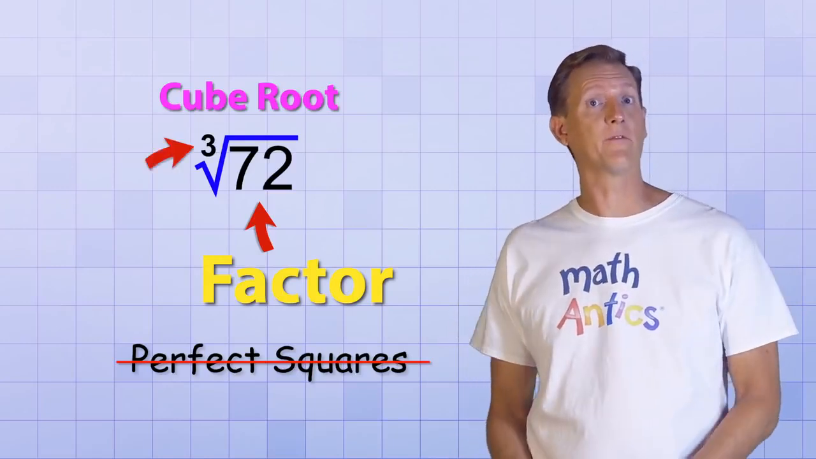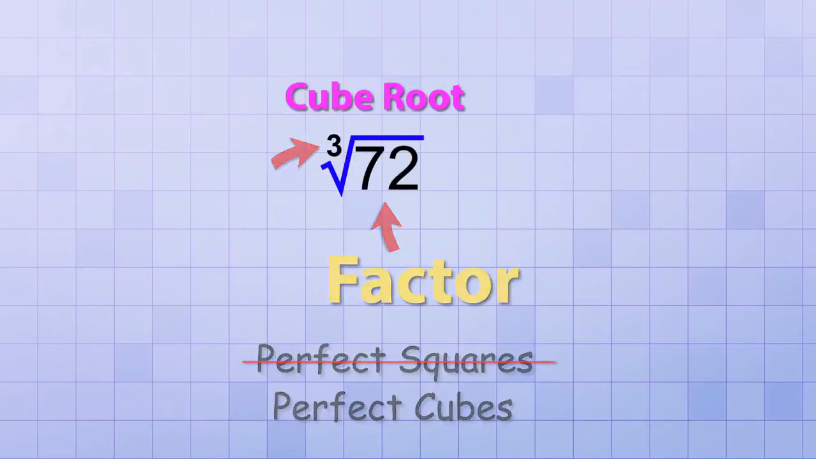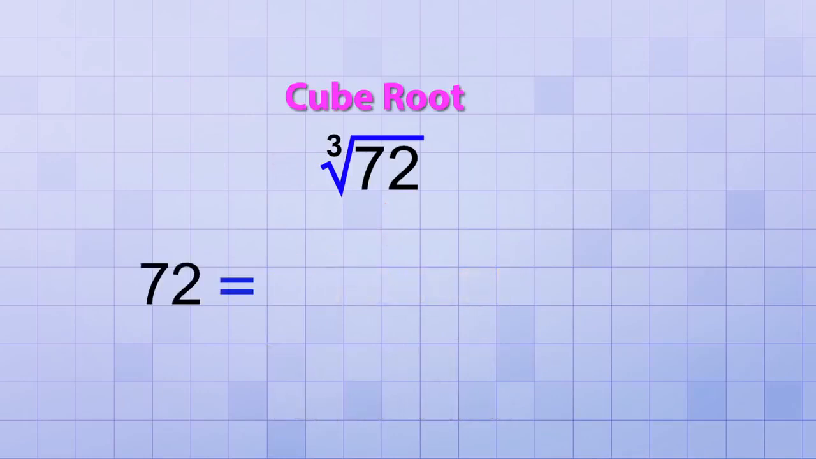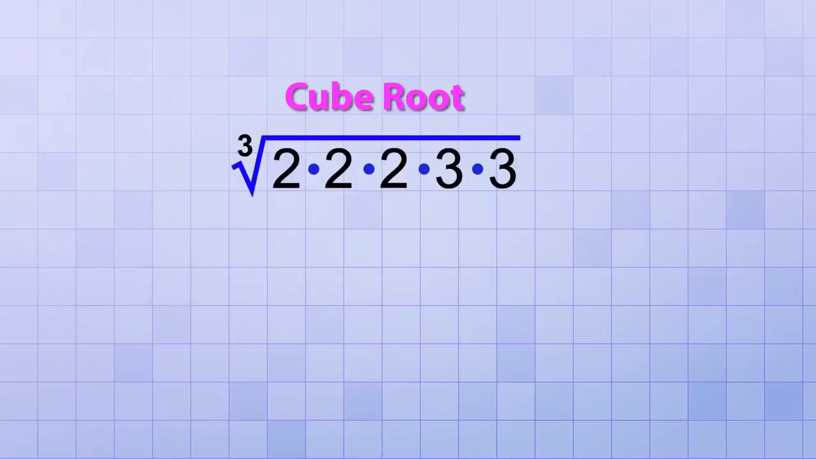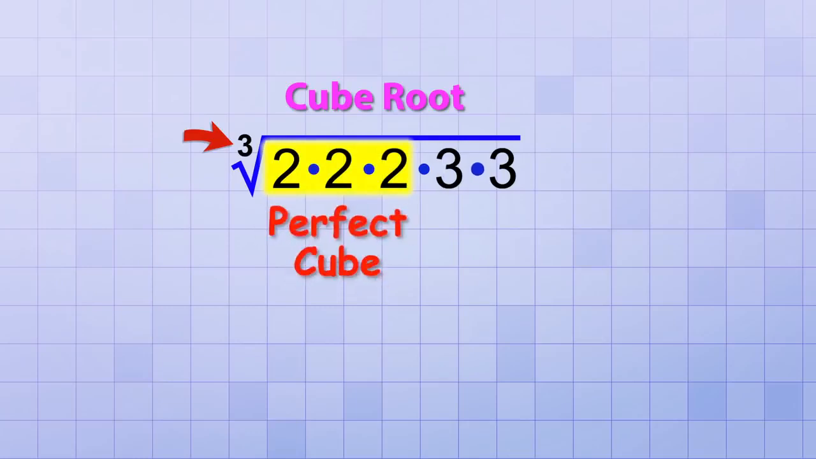In other words, we're looking for perfect cubes. Just like before, 72 factors down to 2 times 2 times 2 times 3 times 3. But since we're dealing with a cube root this time, the 2 times 2 times 2 can be simplified because it's a perfect cube. But the 3 times 3 can't because it's a perfect square.